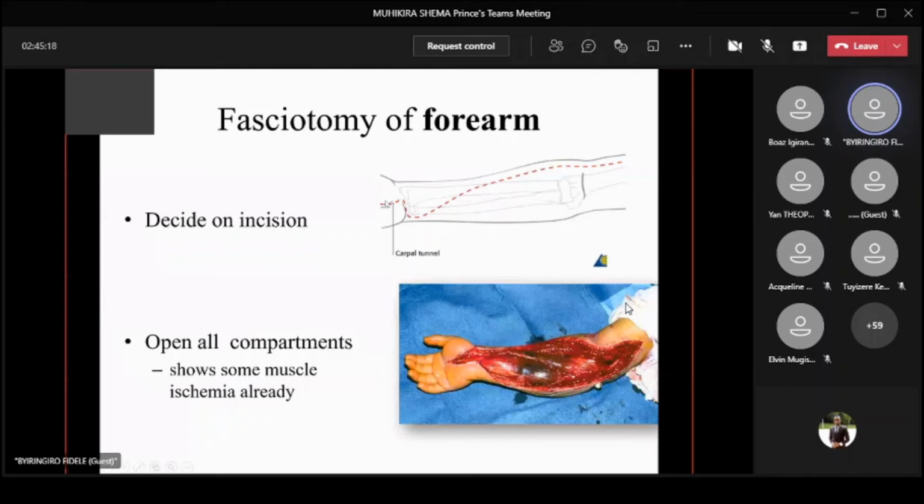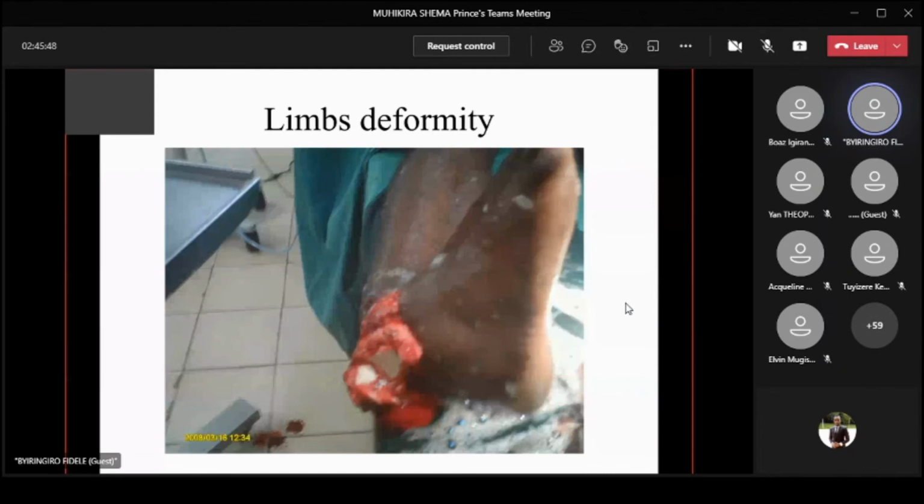And it's very important to recognize compartment syndrome before it ends up in catastrophe. So this is another picture showing the fasciotomy of the leg. You see already that the muscle was ischemic. If you do not open this compartment, the whole leg is going to get ischemic, and necrosis ends up in amputation.